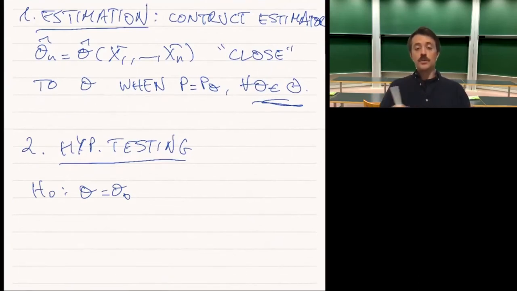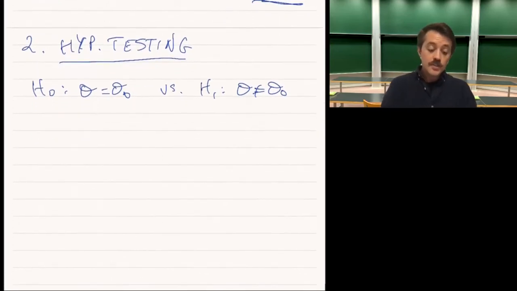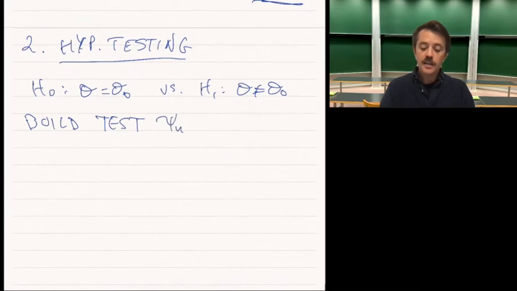We want it to be equal to some theta naught that is not necessarily the true one, it's just a fixed value. That's generally called theta naught. So this is the null hypothesis. And then we have an alternative hypothesis, which in this case is just the complement: theta is not the theta naught that we have in mind. Then what we want to do here is to build a test that we will generally denote by psi n, and this psi n is again a measurable function of the data.